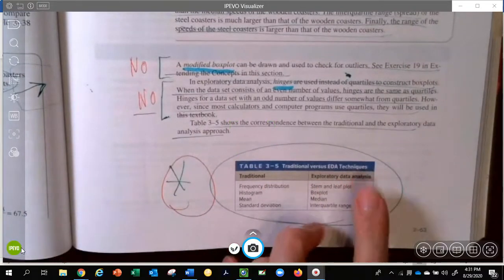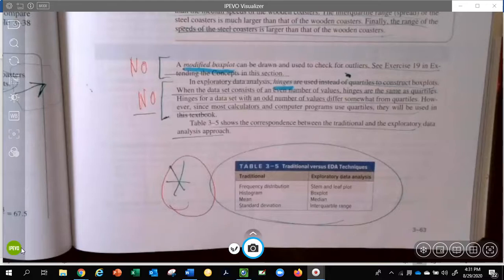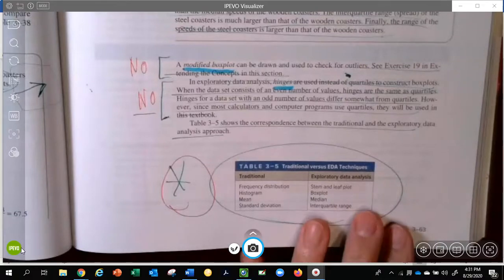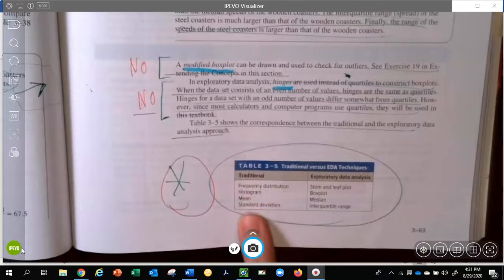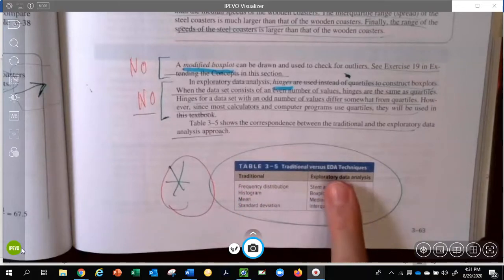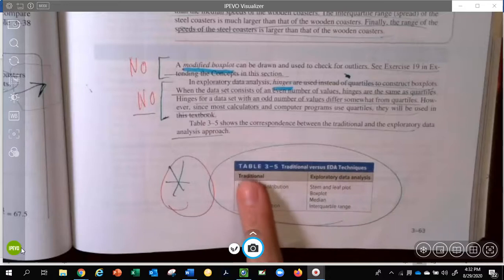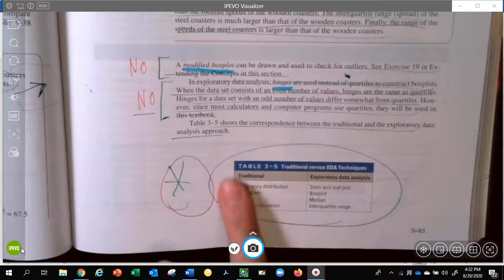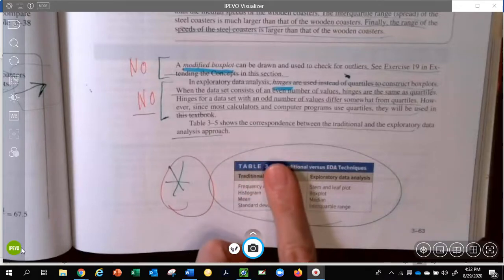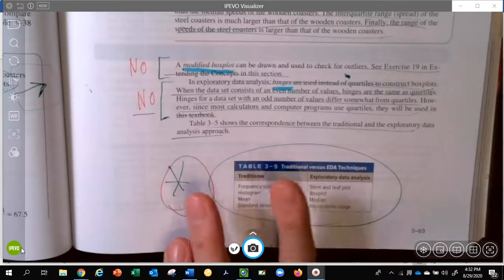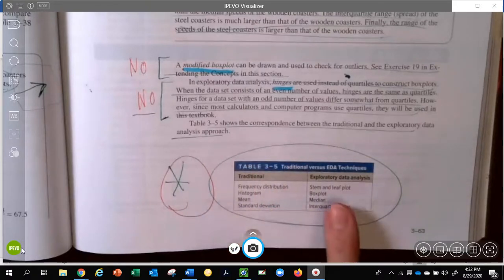Traditional versus EDA. We were just reading about traditional, and then maybe reading for the first time about EDA. Here are pieces for traditional. Here are pieces for EDA. Traditional: frequency distribution, histogram, mean, and standard deviation. Those should all be very familiar, and lots of cards made on them, and lots of information on your formula card. Exploratory data analysis: stem and leaf, box plot, median, and interquartile range. And this concludes our Chapter 3.